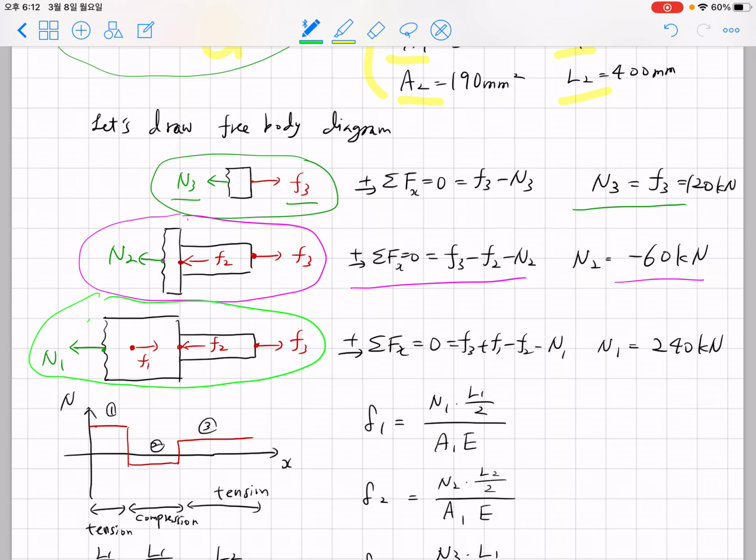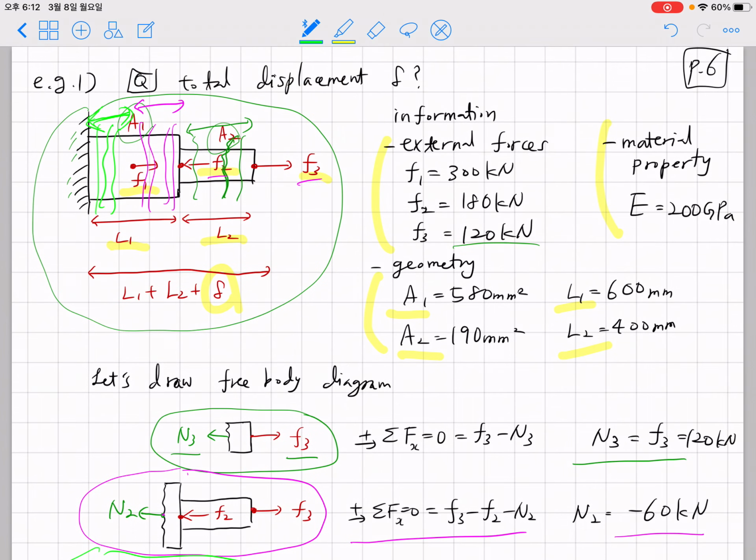Okay, whether you make a cut here, the N1 will be the same. After considering the mechanical equilibrium, N1 turns out to be 240 kilonewton. Okay, so after making a divide and conquer strategy, you can make this section, that section, and that section.